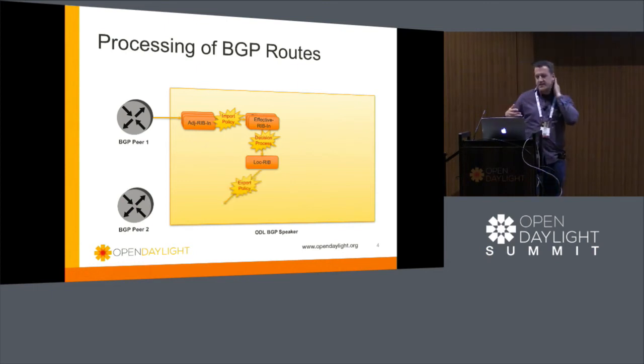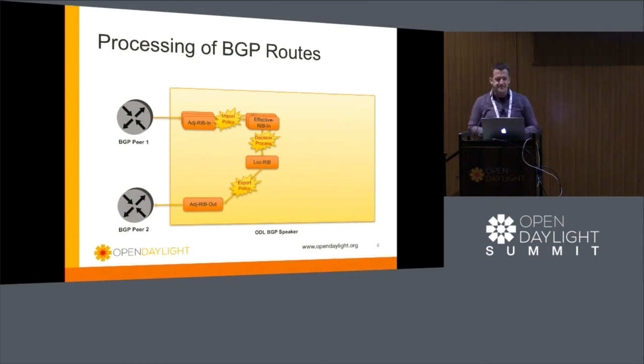Now, if you're acting more or less as a router, what you then do is you apply an export policy, which again in OpenDaylight isn't programmable. You build an adjacent rib out, and again you build one of those for each of your peers. Now, this is the normal route reflector kind of use case, I suppose. And that is one use case we could use OpenDaylight for.